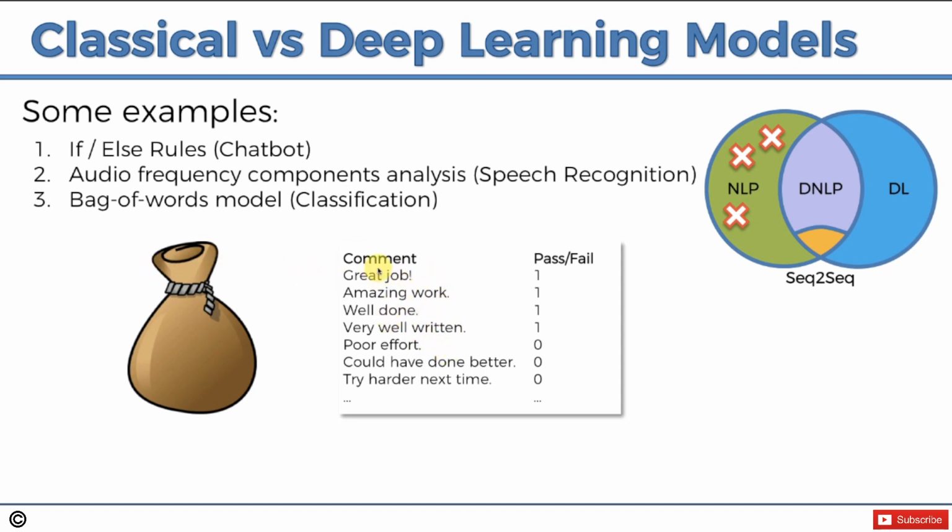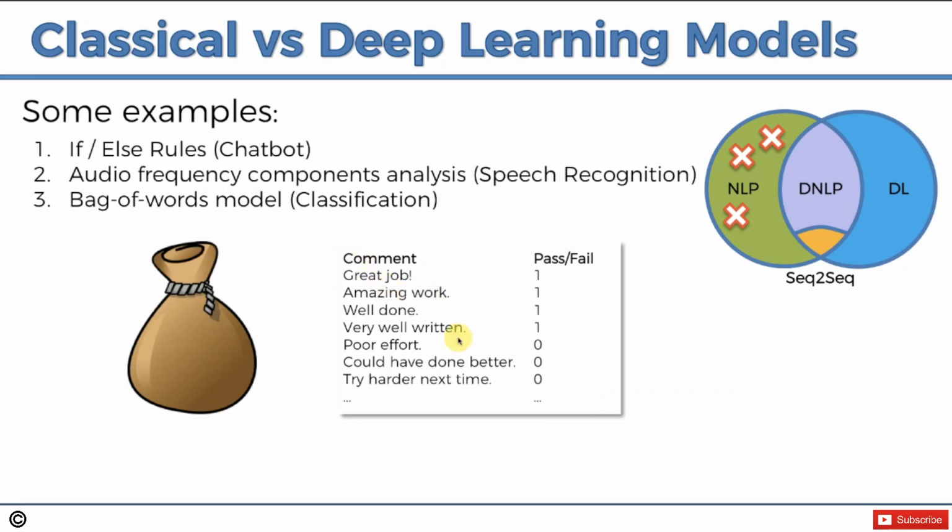For instance, here we've got tutors or lecturers or examiners who marked grades, so who gave a pass or a fail grade to different papers or different assignments that were submitted, and then they also left a comment. So somebody said, great job, and left a comment of 1, meaning a pass. Somebody said, amazing work, 1, well done, 1, very well written, 1, and then poor effort, 0, could have done better, 0, try harder next time, 0, and so on.